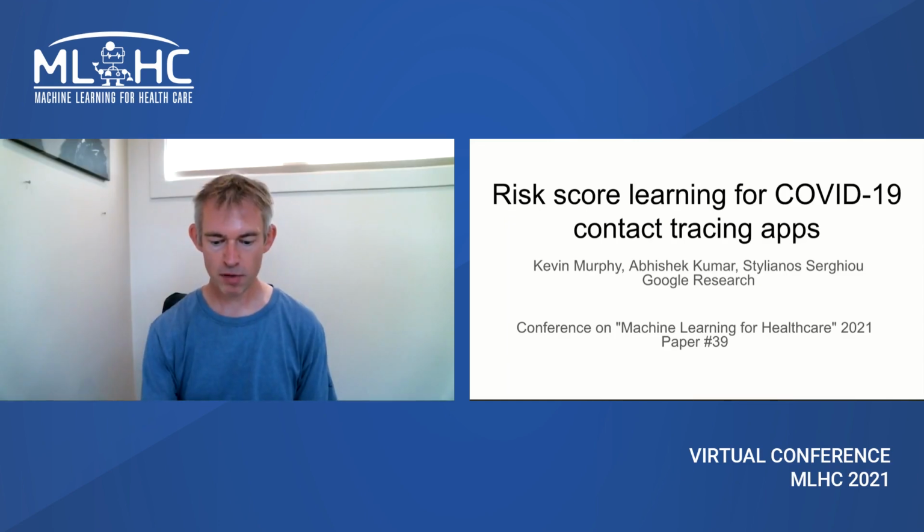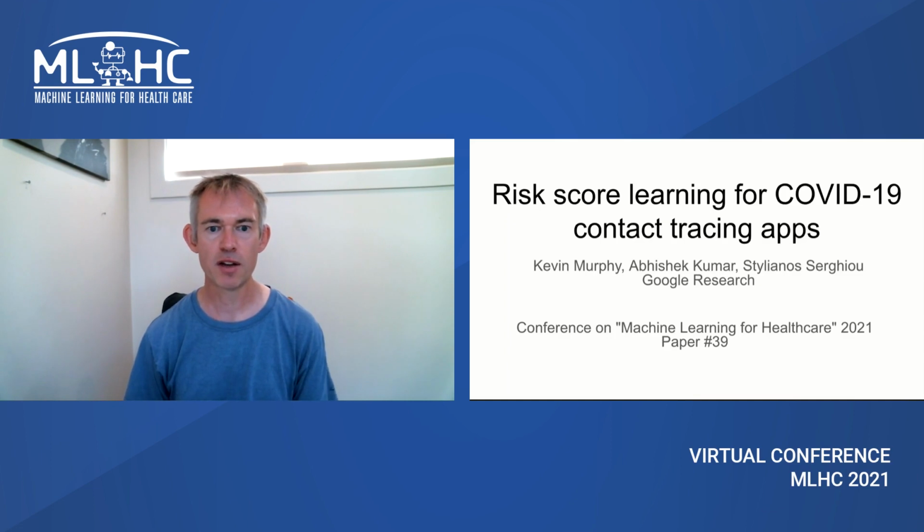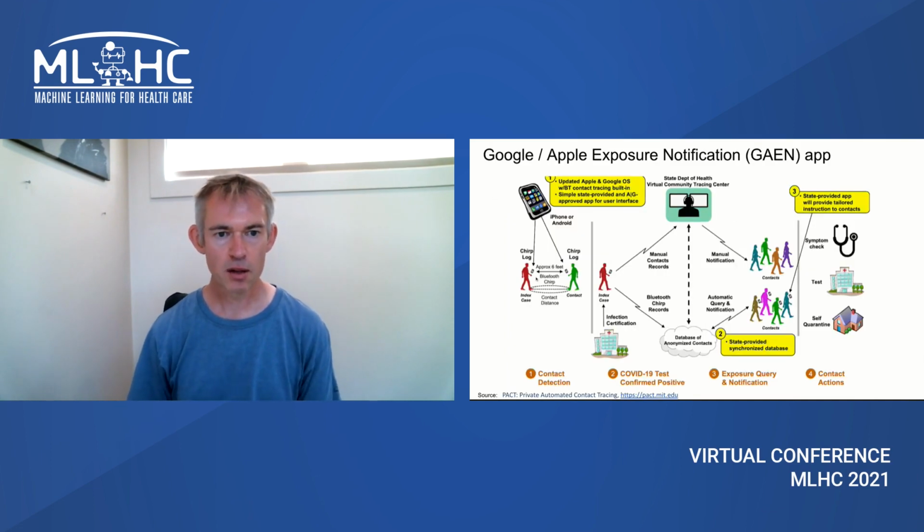Hello, my name is Kevin Murphy from Google Research, and I'm here to tell you about our paper on risk score learning for COVID-19 contact tracing apps. This diagram gives a high-level overview of how contact tracing works.